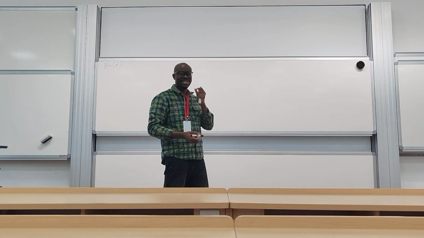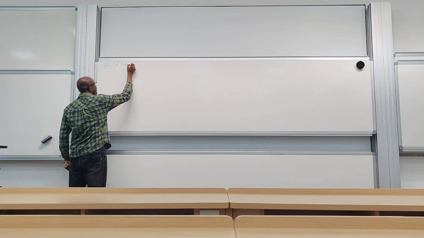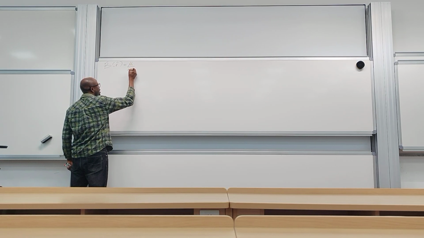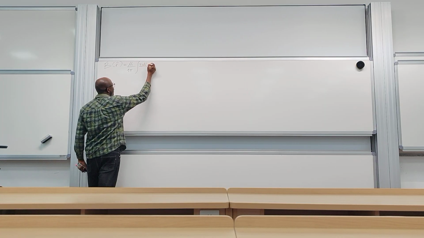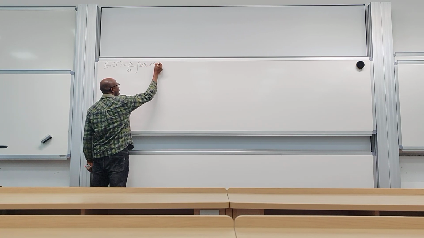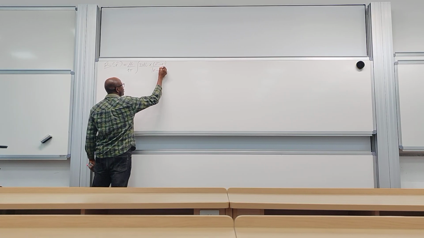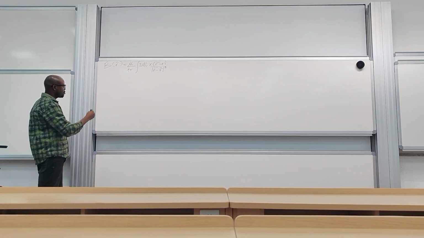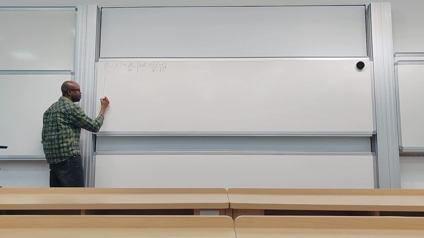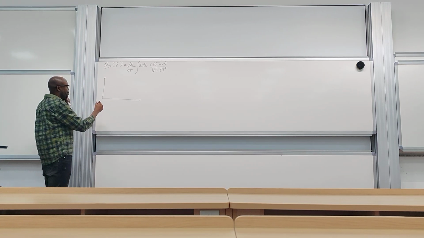Okay, welcome to class. So the Biot-Savart law tells us that B equals mu naught over 4 pi times the integral of I dl cross (r minus r prime) over |r minus r prime| cubed. And where is this coming from? Basically, it tells us about a wire carrying current and creating a magnetic field.